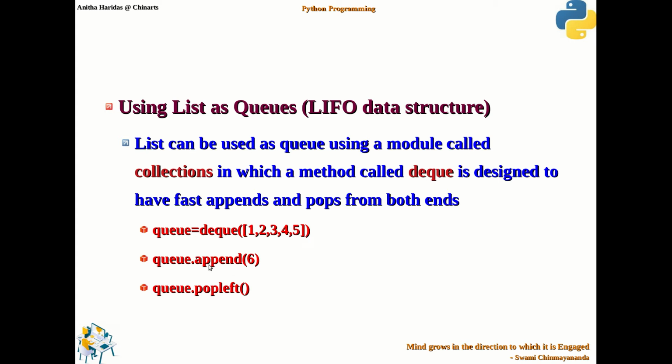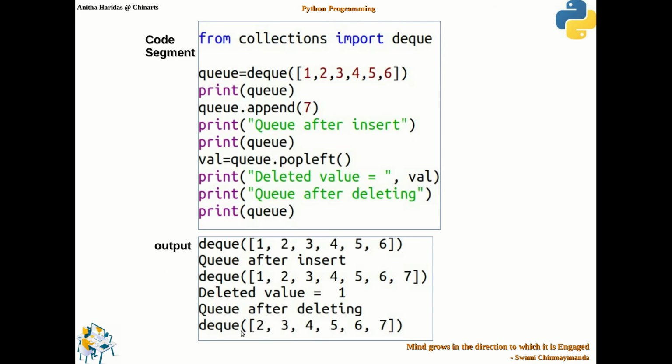If you want to insert, use your append method. If you want to delete, you delete with popleft. If you simply give pop, it is going to delete from the right, and then it will act as a stack. So if you want it as a queue, you simply use the popleft method, and then it will delete from the left. So this is an example queue created with the deque method.